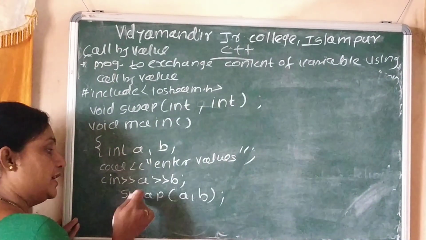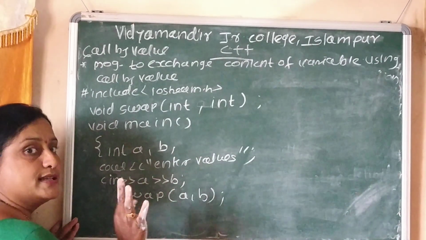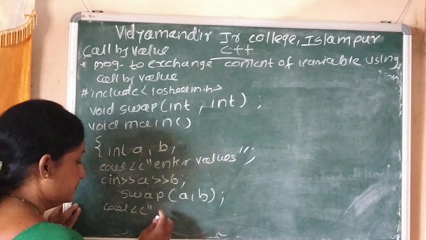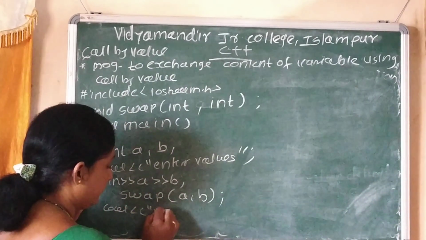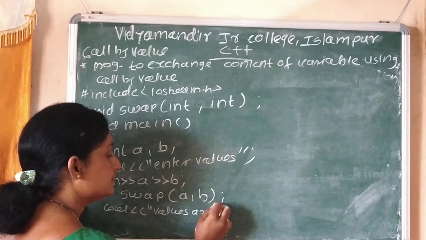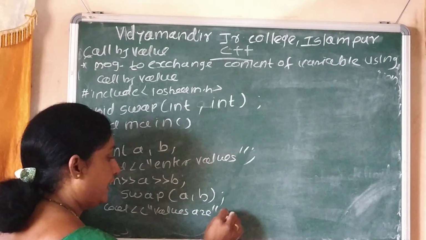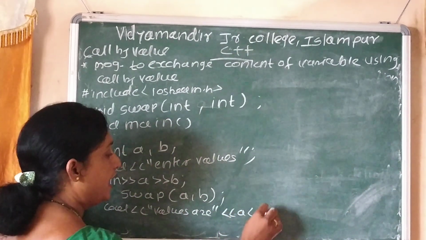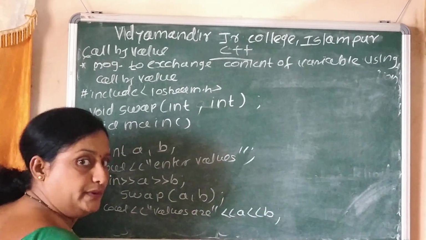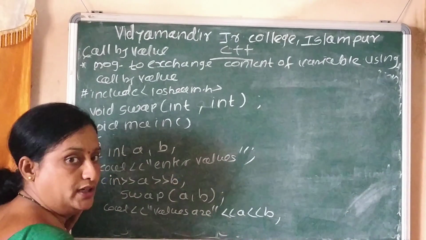Next, after the function call, the output is also written. Cout values are a and b. If there is a change, it will be displayed. If there is no change, that is also displayed.